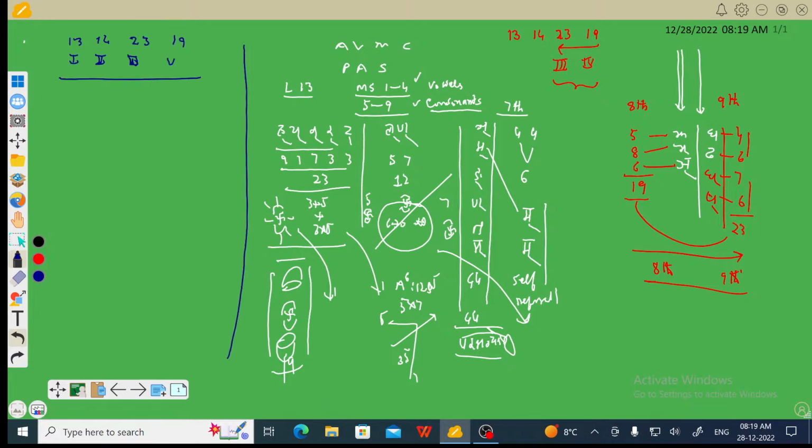Then we are at 5th, 6th. So here for 5th, we are having 23. For 6th, here is the 5th and here is the 6th, 12. Then it is 7th. Here in the 7th, we are at 44. Then 8th.